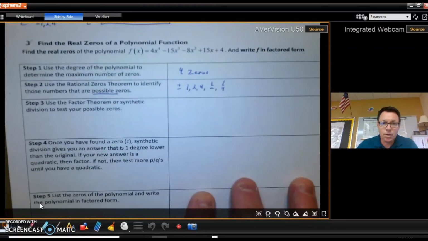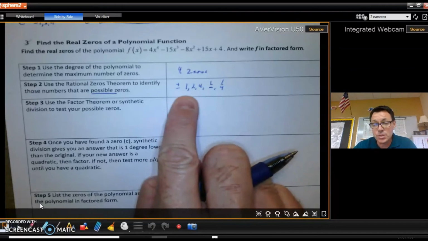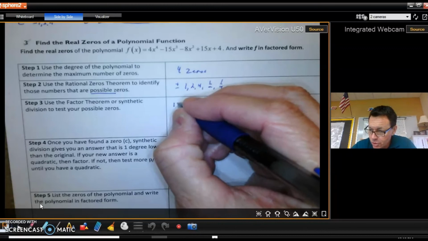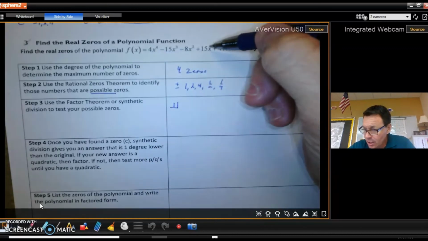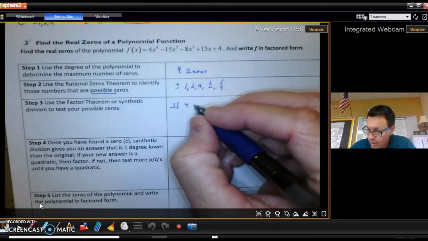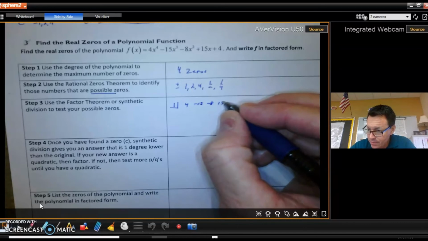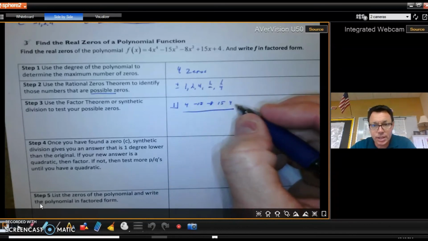So I'm going to start with the number 1. I'm going to see if the number 1 works. I'm also going to use synthetic division to test the number 1. So there's a 1. For synthetic division, I just need these coefficients. So I need 4, negative 15, negative 8, positive 15, and 4. Now once you do a few of these, you're going to start to get pretty quick at it.